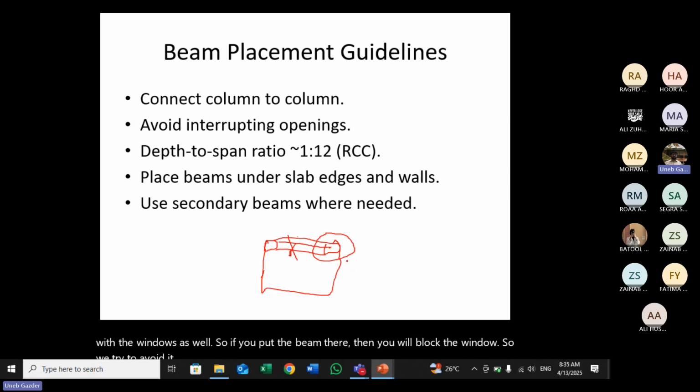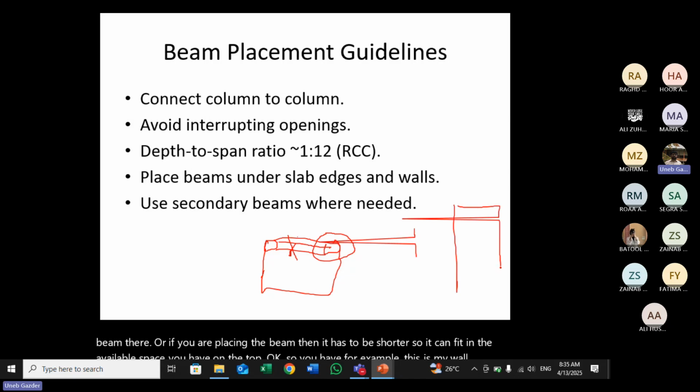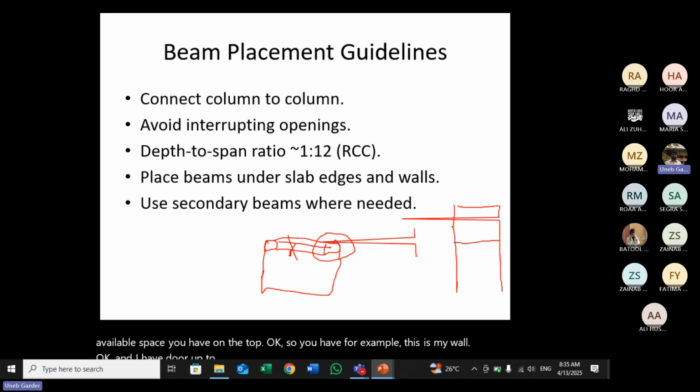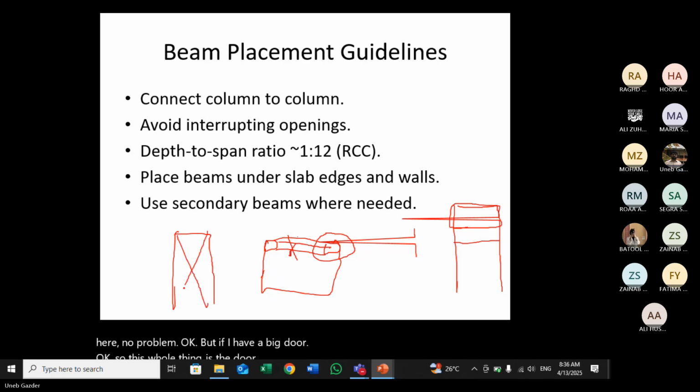So if there is something like this, we cannot place the beam there, or if we are placing the beam, then it has to be shorter so it can fit in the available space on top. For example, this is my wall, and I have a door up to here. If there's enough space for the beam over here, no problem. But if I have a big door, so this whole thing is the door, then there's no space for the beam here. This is what we have to keep in mind.